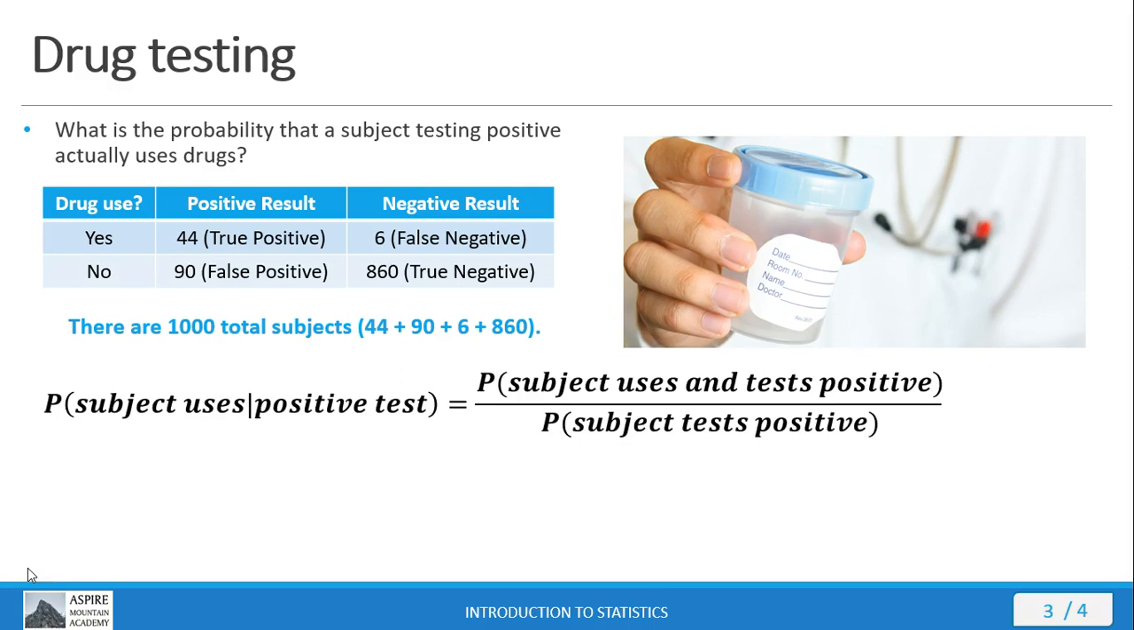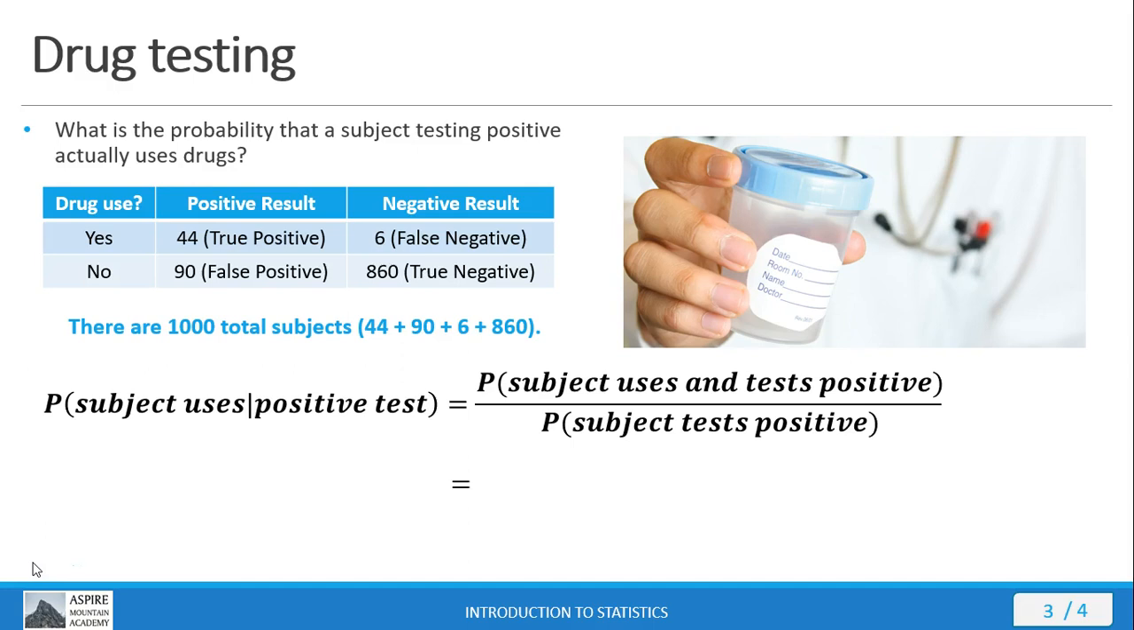Then we're looking for the probability that the subject uses drugs given that the test is positive. That's how we're going to answer this question: what's the probability that a subject testing positive actually uses drugs? So the subject is using drugs given that the test they take is positive. That's going to be equal to the probability of both of these together, the subject uses and tests positive, divided by just the one here on the end, the probability that the subject tests positive. Now that I've written all of this out, all I have to do is take it apart piece by piece and then crunch the numbers, and there I get my answer.